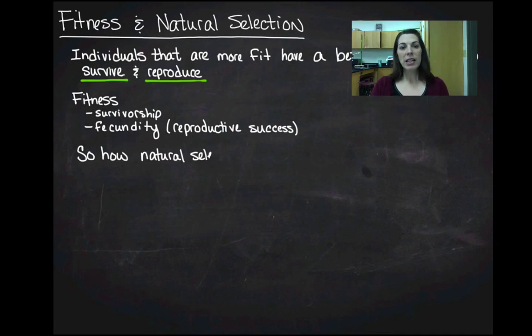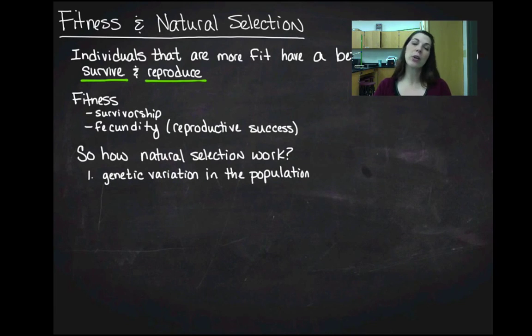So how is natural selection going to work? Well, there's a couple things that have to happen for natural selection to work. The first thing you have to have is genetic variation within the population. So in our sample population, on the first slide, what we had was genetic variation in coat color. We had a white phenotype and we had a brown phenotype. And if those are genetic, then we're seeing genetic variation in the population. It has to be genetic because it has to be able to be passed down to offspring through the DNA.